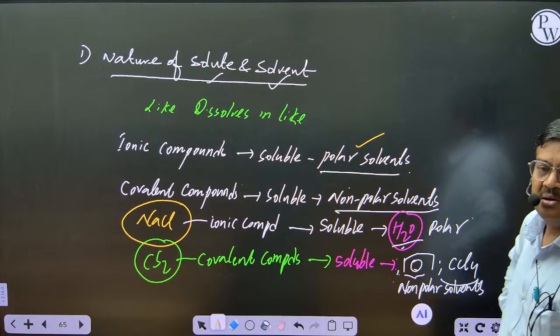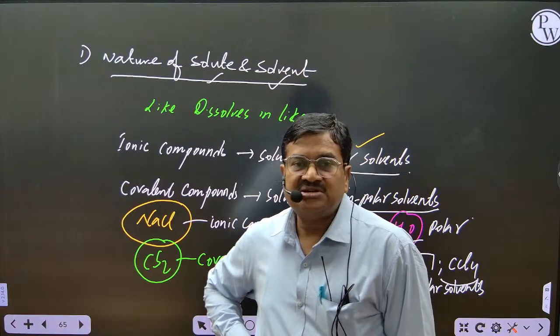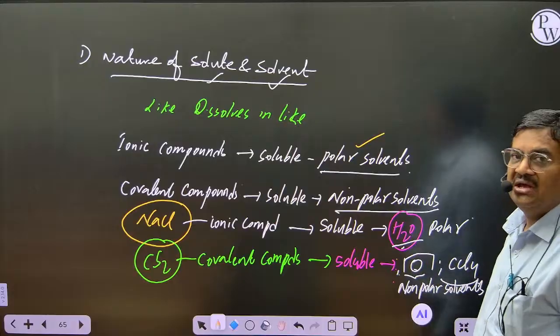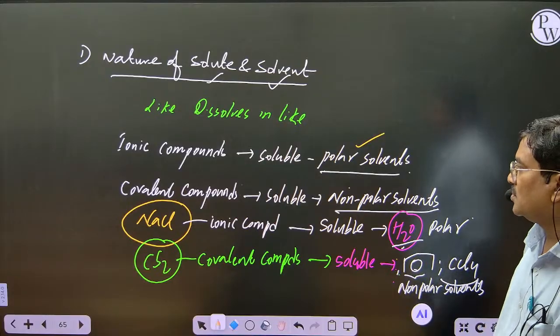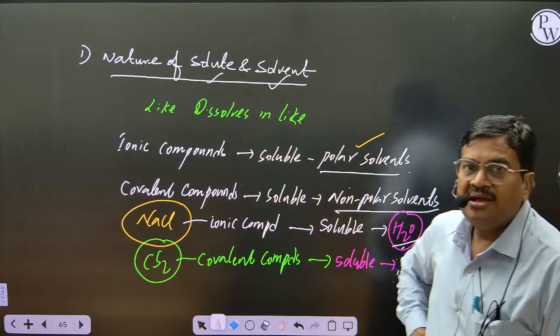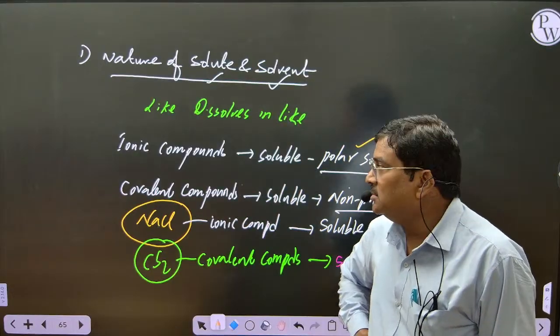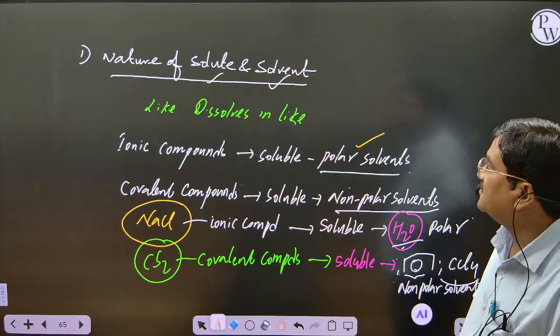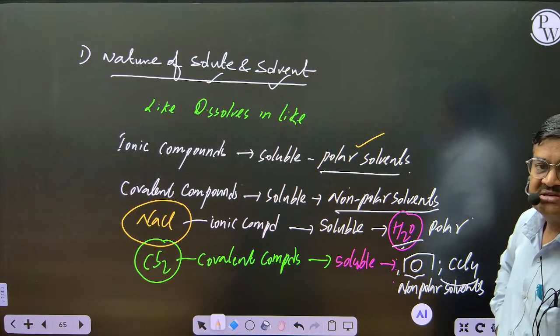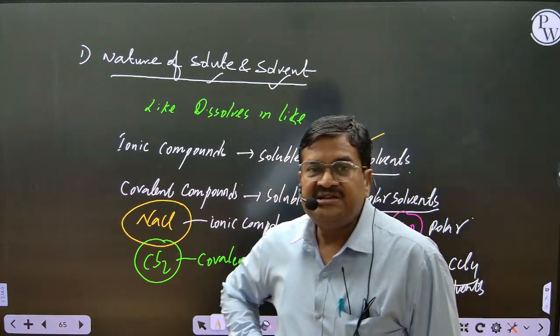All organic components are to be taken as non-polar solvents. And what are polar solvents like water, ammonia, acetic acid? Clear all of you following? So this is the first factor, nature of solute and nature of solvent. Now can I go for next? Right, next. Second factor, surface area.